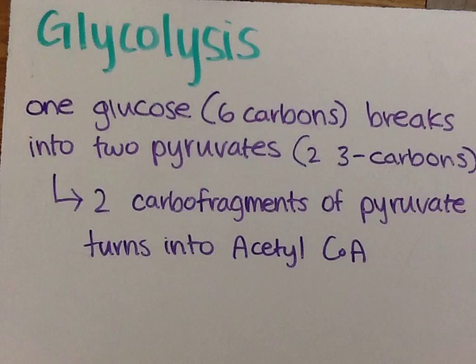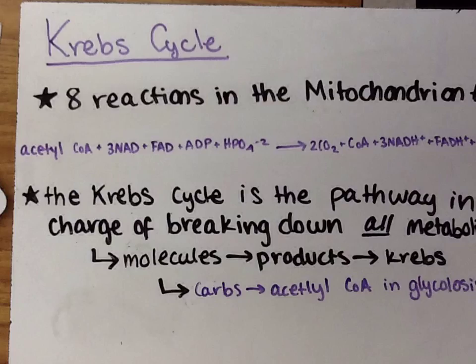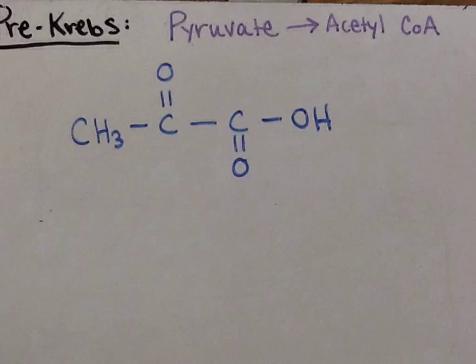The first step of cellular respiration, glycolysis, is when one glucose, a 6-carbon molecule, breaks into 2 pyruvates, 3 carbons each. The 2-carbon fragments of pyruvate turn into acetyl-CoA. The Krebs cycle, the second step, is a series of 8 reactions in the mitochondria that takes in acetyl-CoA. Right before the Krebs cycle begins, pyruvate turns into acetyl-CoA.